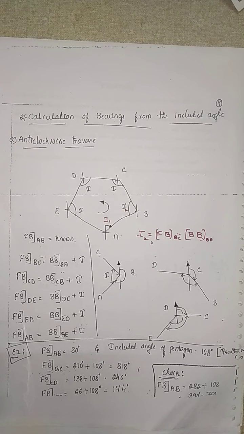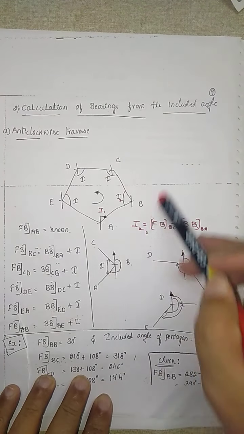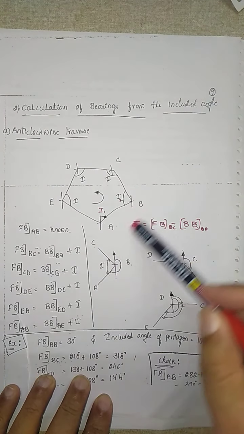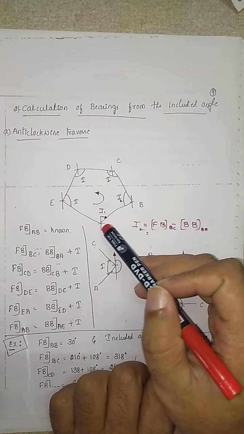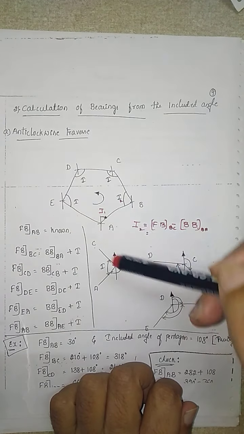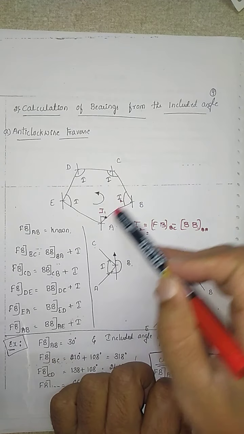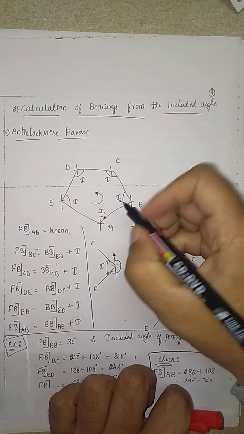Now we are going to discuss how to calculate the bearings from the included angle. Now this is nothing but your anti-clockwise traverse, right? This is your anti-clockwise closed traverse. Here the angles I1, I2, I3, I4, I5 are nothing but your included angles. The interior angles, whatever it is having, we call it the included angles.